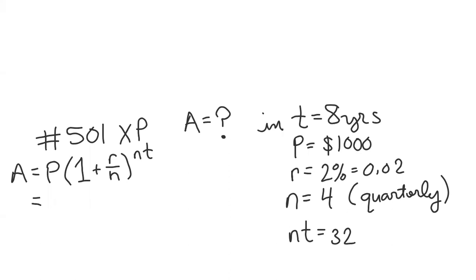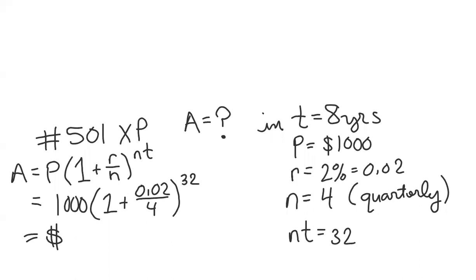So let's do our plug and chug. 1,000 times 1 plus 0.02 divided by 4 raised to the power 32. If I stick this in the calculator, 1,000 times parenthesis 1 plus 0.02 divided by 4 in parenthesis caret 32, I get the value in dollars of $1,173.04.